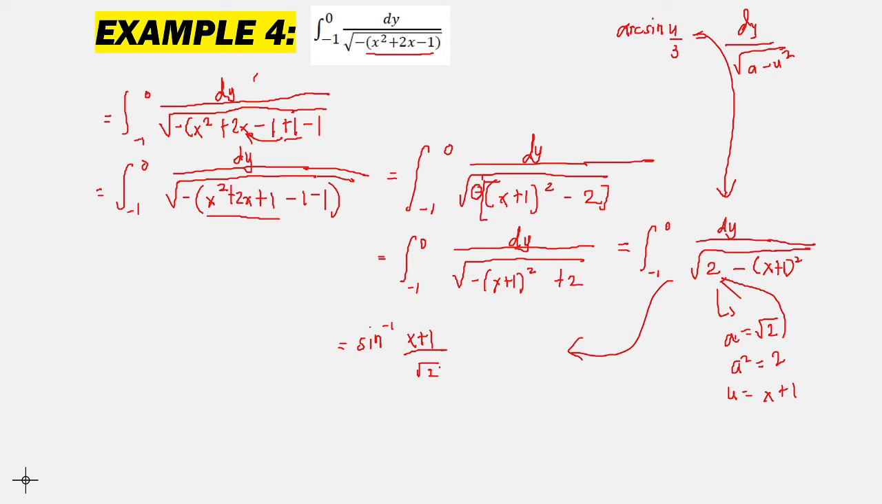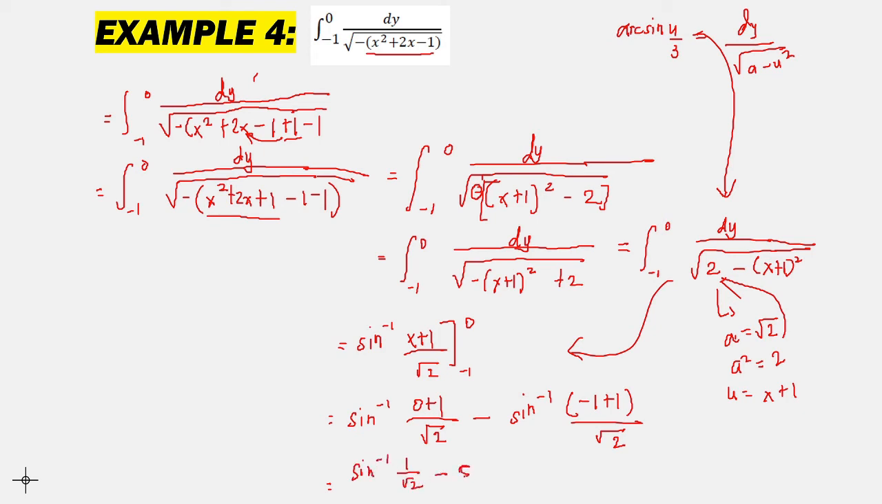However, we should not let this be our final answer if it is an indefinite integral. However, this is a definite integral and we will just substitute the values from negative 1 to 0. So therefore, that can be okay. So this is 0 plus 1 over square root of 2 minus sine negative 1 times negative 1 plus 1 all over the square root of 2. So this is, using our calculator, the arc sine of 1 over square root of 2 minus arc sine of 0 over 2.